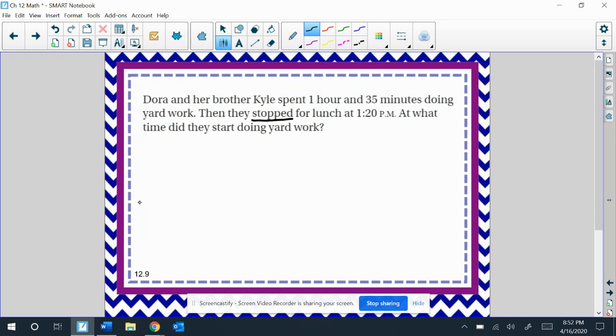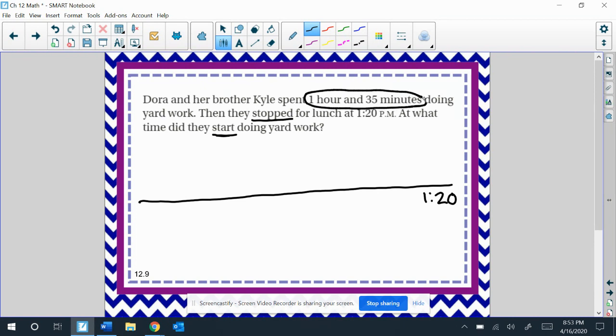So I'm going to draw a line, and at the very end of my line, I'm going to put 1:20. If it said start at 1:20, I would have put 1:20 at the start of my line, but it said stopped, so it goes at the very end. Now I need to figure out how much I'm going to go backwards to figure out what time they started, because we do not know that. That's the one we're looking for. So I'm going to reread it to find the time. Dora and her brother Kyle spent 1 hour and 35 minutes. That's the time I'm going to use.